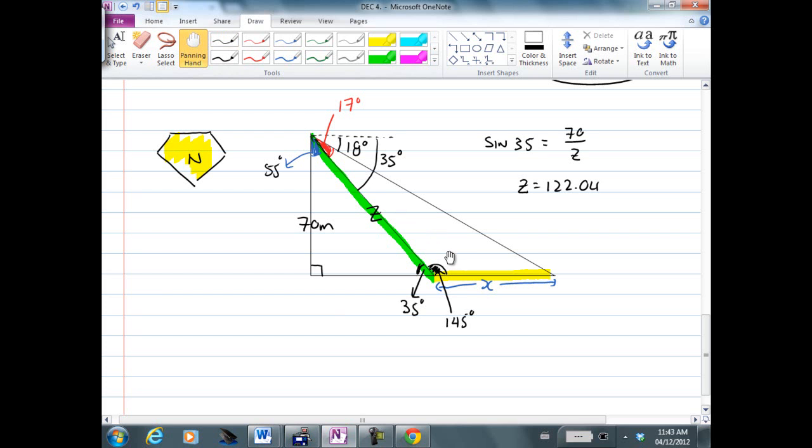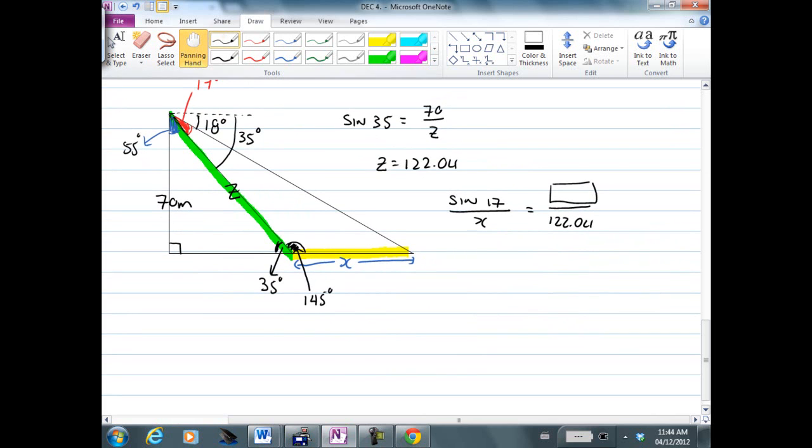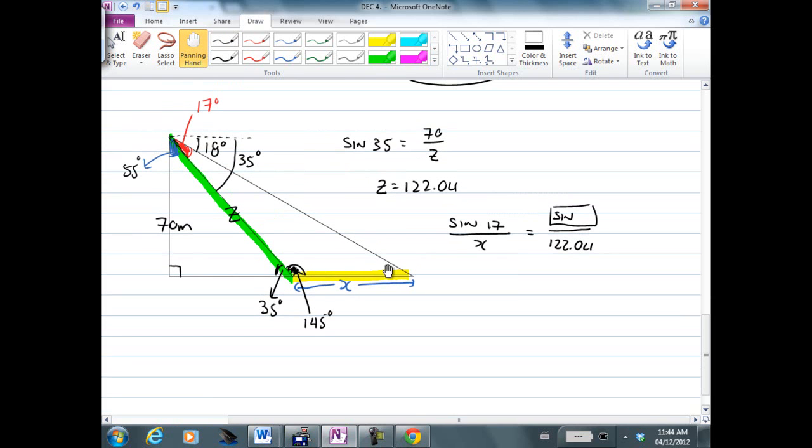So now, guys and gals, we have this angle, we have this angle, you have this side. You can probably get this side. So what law are you going to use? You can use sine law. So you go sine 17 over X equals to, be careful about this one, 122.04 over sine 18. Is it 18? 18, because you're going to use this angle, and this angle is 18.